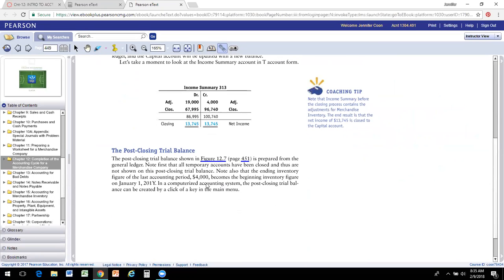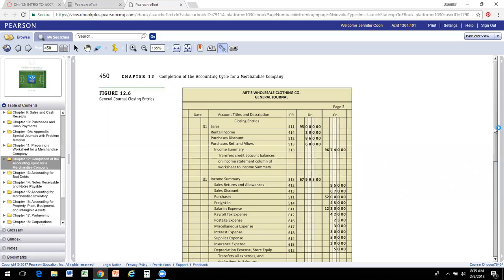Post-closing trial balance. After we've done our closing journal entries, those 4 entries, then we come in and figure out what is our balance. So what should be left? Assets and liabilities and your ending capital account, because we closed out all of our revenues and expenses. Oh, here's your example. So page 450 is your example of your closing entries.